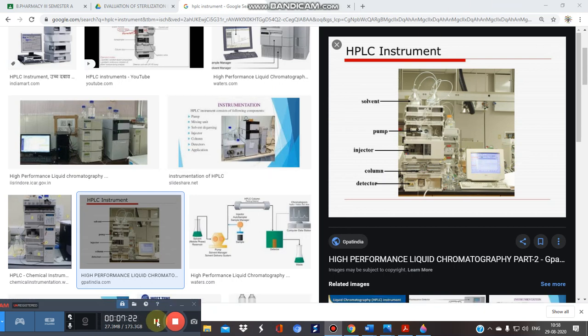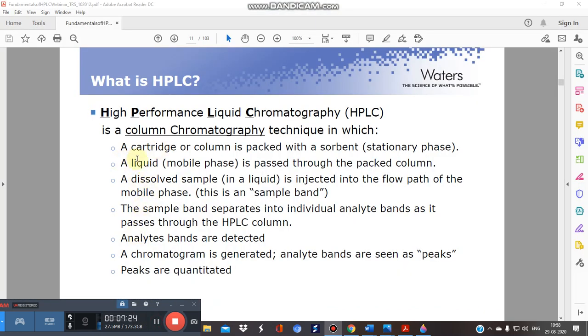So let's start. Let's recall again. A column is packed with the stationary phase. A liquid mobile phase is basically passed through the packed column. And the dissolved sample is injected into the flow path of the mobile phase. The sample band separates into the individual analytes based upon the partition coefficient. And we will see in detail how this is possible.